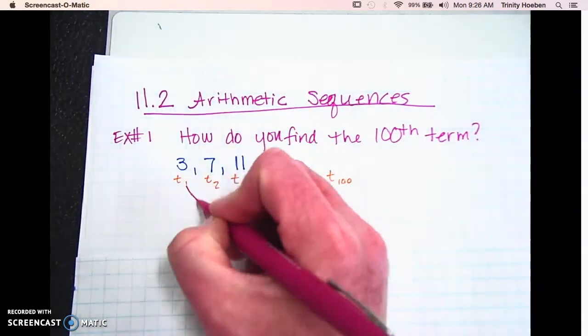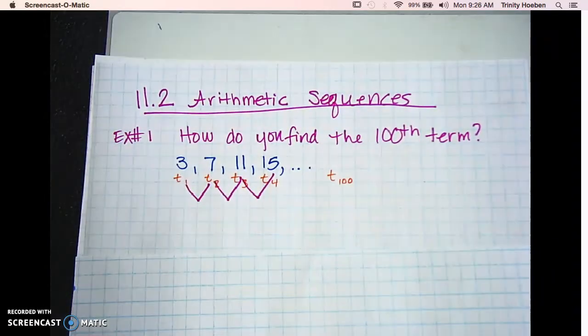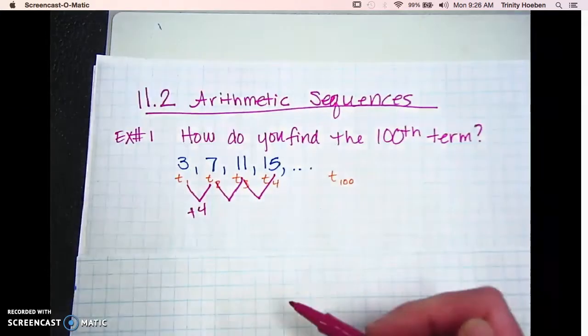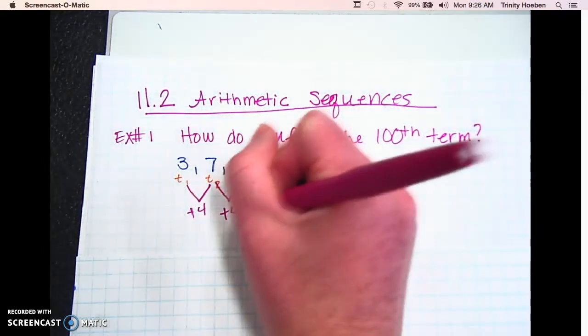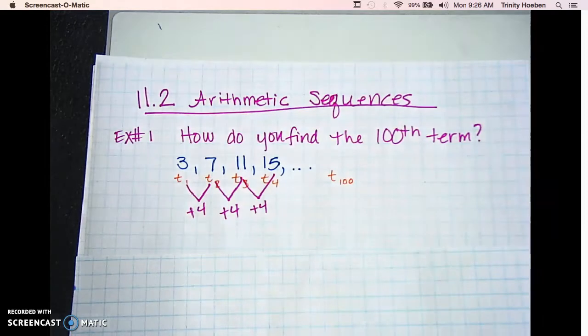So first, let's find what's the difference between these. Between 3 to 7, what are we doing? Adding 4. 7 to 11, adding 4. 11 to 15, adding 4. So just make sure your pattern's the same. If for some reason it's different, then it's clearly not an arithmetic sequence.